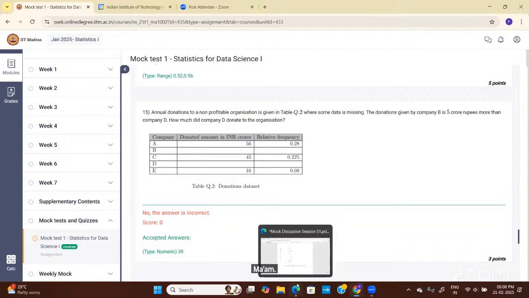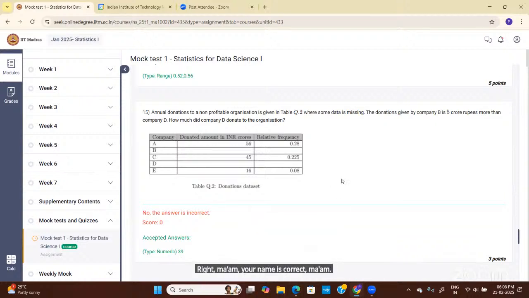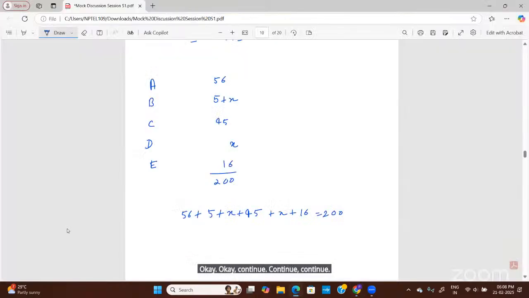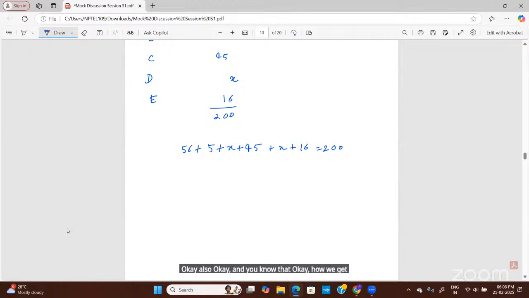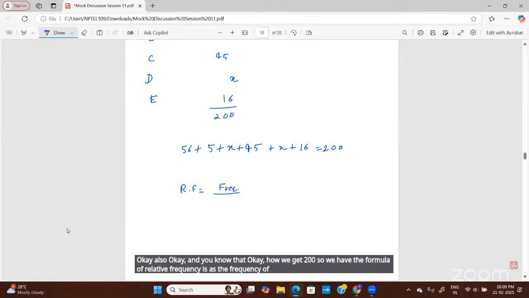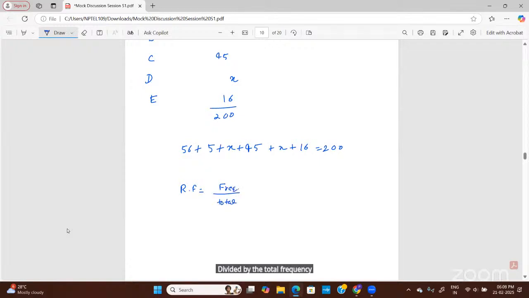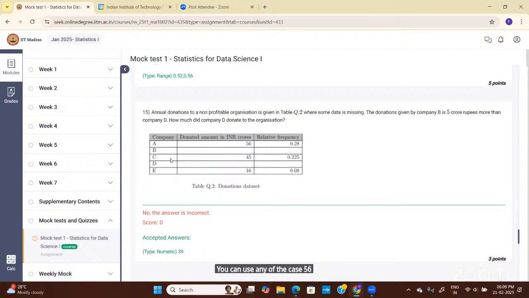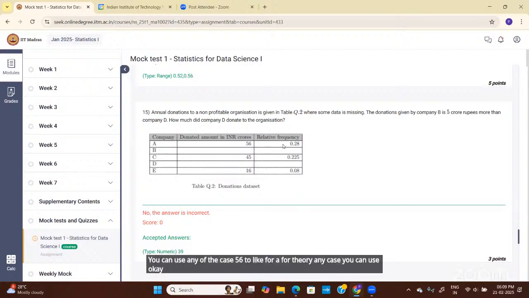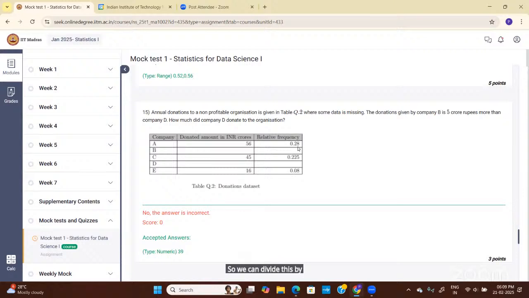Ma'am, you get 200 when you divide 56 by 0.28. How do we get 200? We have the formula of relative frequency: the frequency of that particular thing divided by the total number of observations. For the first case, you can use any of the cases, 56 for A, for C or E, any case you can use. So we divide 56 by the relative frequency 0.28. That's how you got 200.